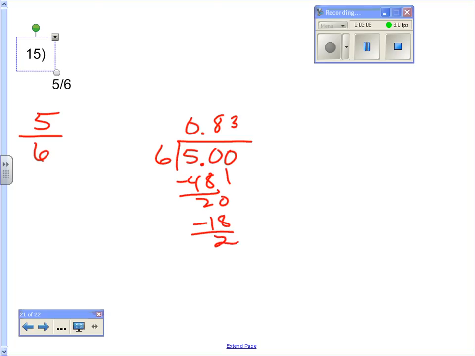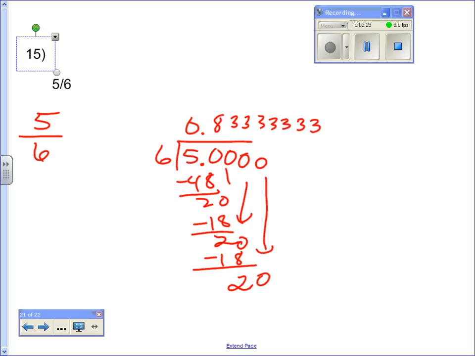Minus 18 is 2. Now this is an interesting situation because if you'll notice, 3 times 6 is always going to be 18. 20 minus 18 is always going to be 2. And 2 with a 0 added to the end of it is always going to be 20. So this decimal is going to keep on repeating forever. 3's. Okay? So the way that we deal with that is we put a line over the 3, and that tells us that that's called a repeating decimal, and it will go on forever and ever and ever. So 0.83 with the 3 repeating forever.